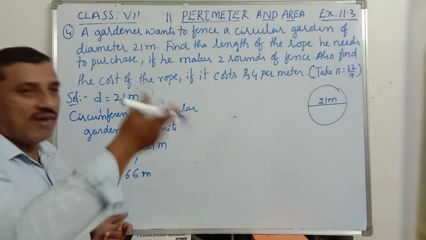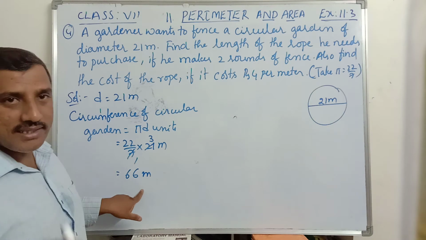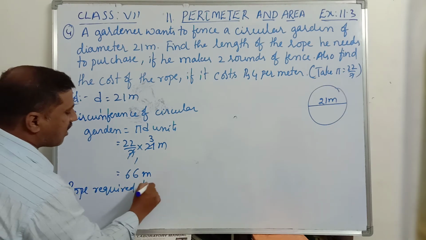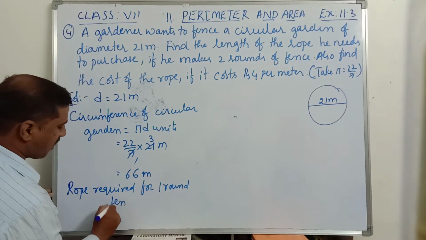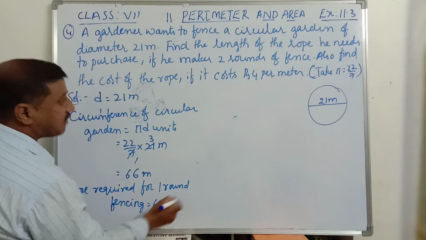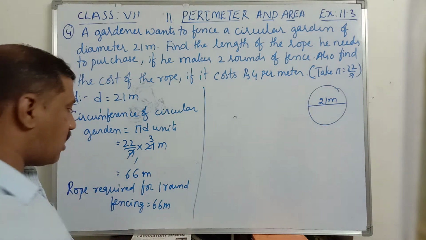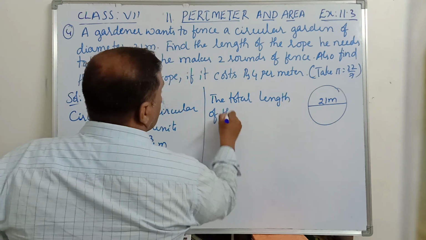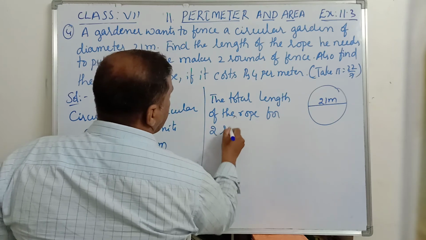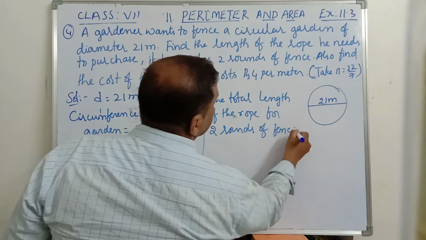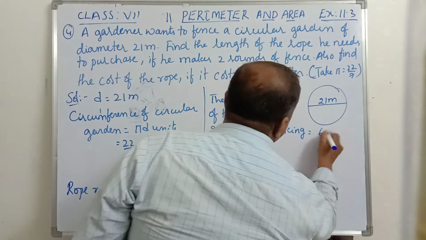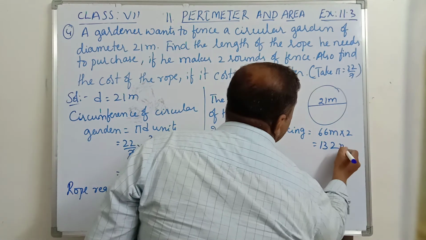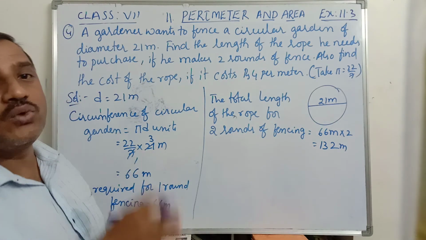Now how much rope is required for one round? It is the circumference of the garden, which is equal to 66 meters. So the rope required for one round of fencing is 66 meters. How many rounds did he do fencing? He wanted to do 2 rounds. Now the total length of the rope for 2 rounds of fencing is 66 meters into 2. 2 sixes are 12, 2 sixes are 12 plus 1, 13, so 132 meters of rope he required for 2 rounds of fencing.